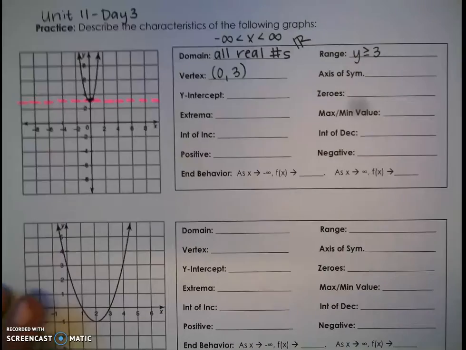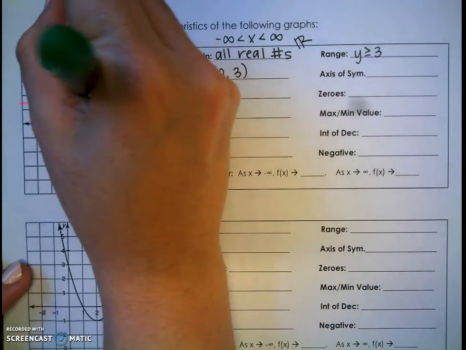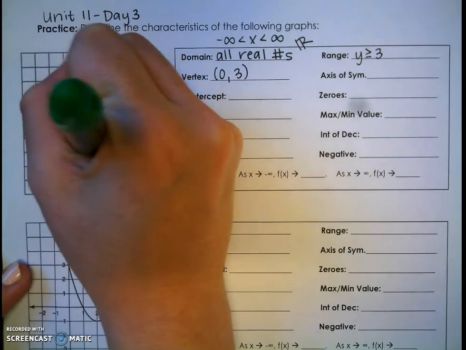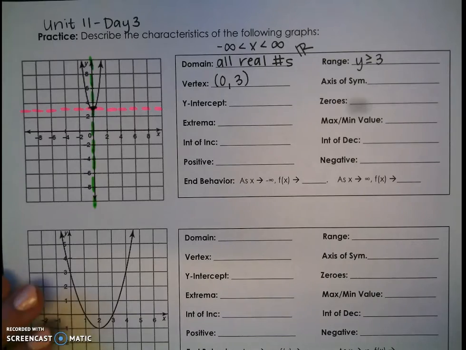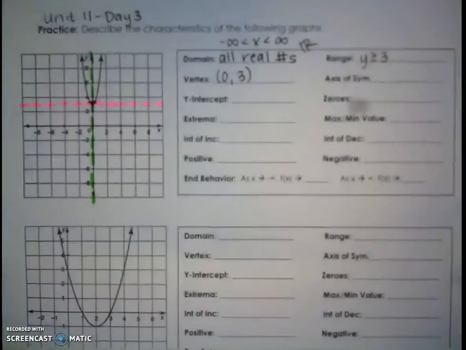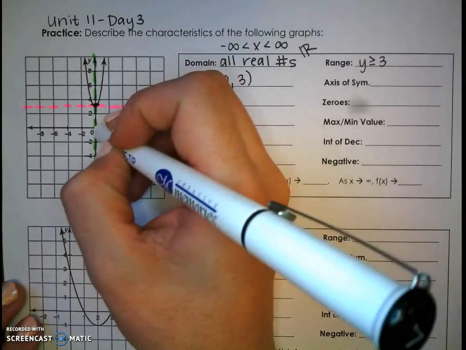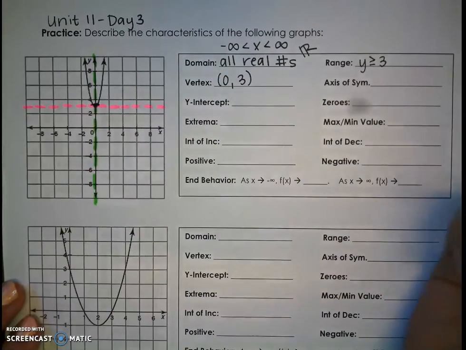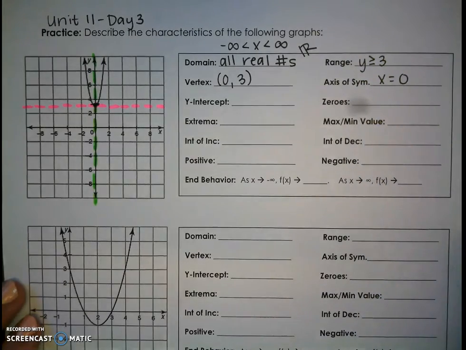The axis of symmetry goes through that vertex. That one is your vertical line. It's all about where it crosses the x-axis. So that line that I just drew in, let me add some more light so you can see it a little bit better. There we go. This green line crosses my x-axis right here, which is at 0. So for my axis of symmetry, it is the line x equals 0.